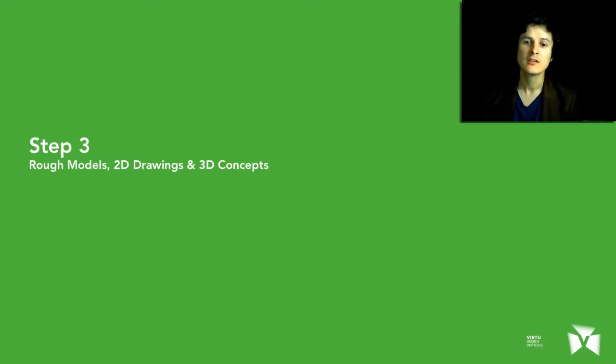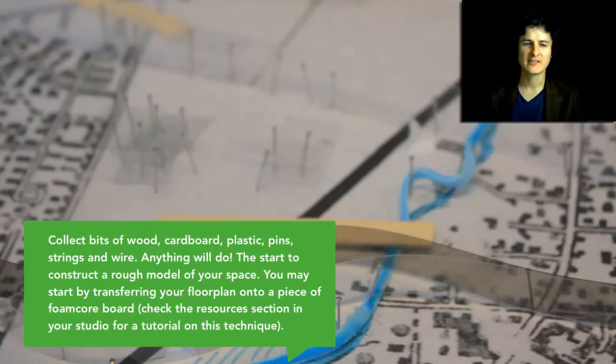Step 3 is to do your rough modeling, drawings, and concepts. This is where we've done our site analysis, got a lot of photos, we come back into the studio, and we start with these rough models. Sometimes you can do these at the site if you take the stuff with you, but you really get down to the business end of it in the studio.